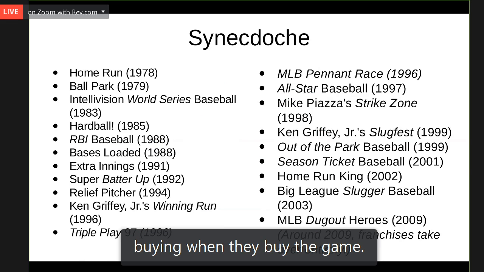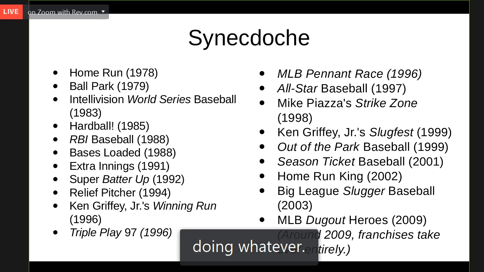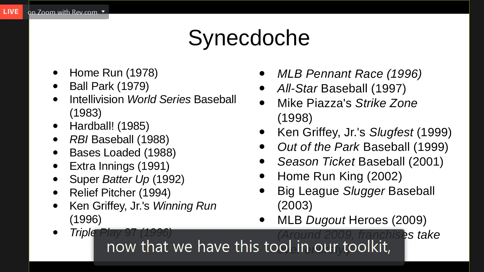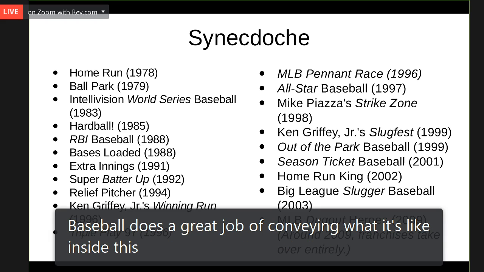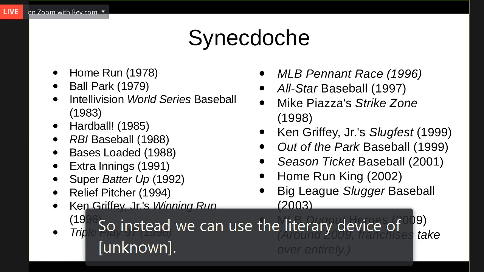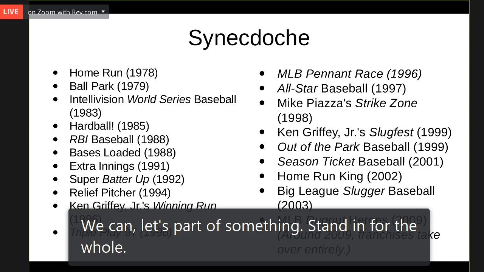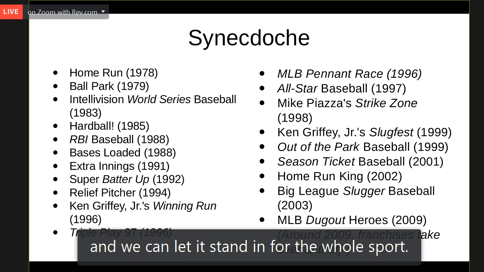So to make this a little less abstract, now that we have this tool in our toolkit, let's go back to our baseball problem. Calling our video game Baseball does a great job of conveying what it's like inside this feedback loop. It's like baseball. Unfortunately, that's not an option because baseball has been taken 10 times over. So instead, we can use the literary device of synecdoche. We can let part of something stand in for the whole. We can take some aspect of baseball, home run, ballpark, relief pitcher, pennant race, season ticket, and we can let it stand in for the whole sport. All the names on this slide convey, hey, if you play this game, you're playing baseball, without the game having to actually be called Baseball.